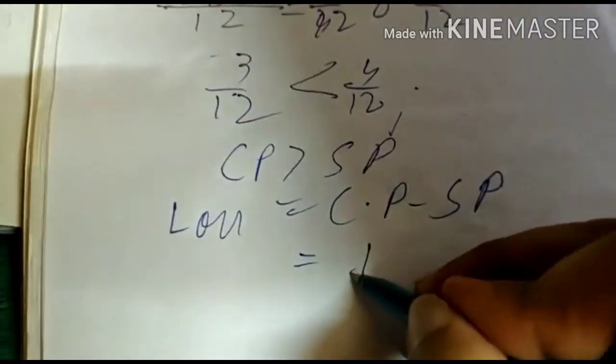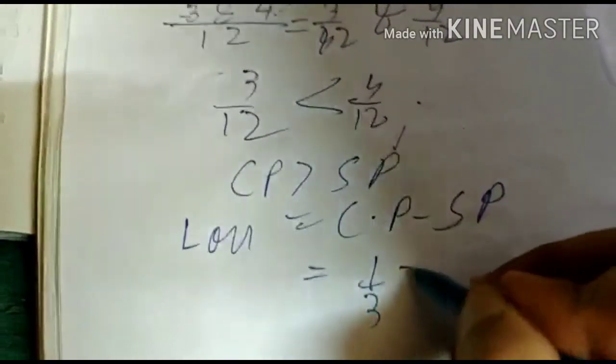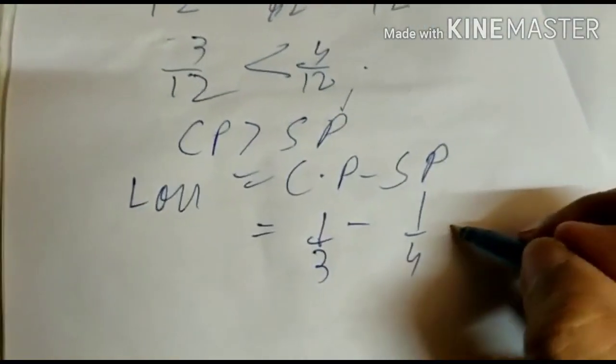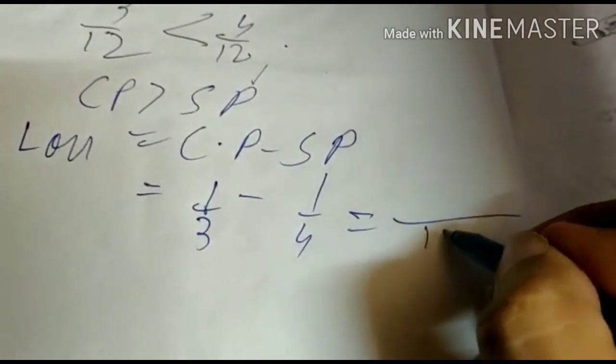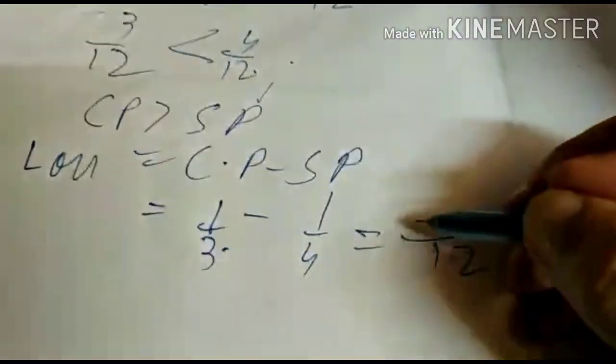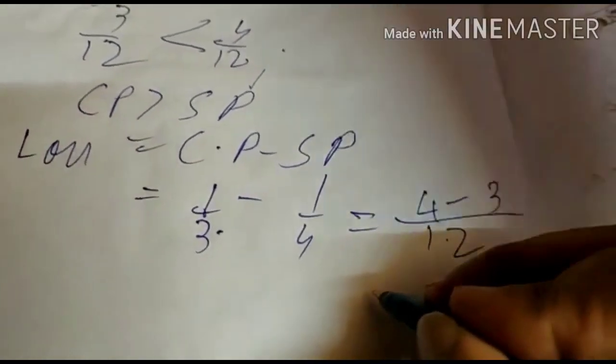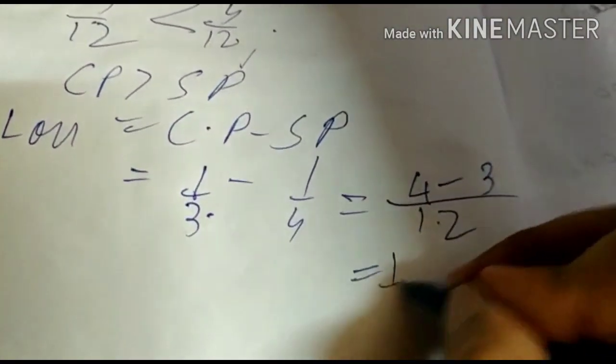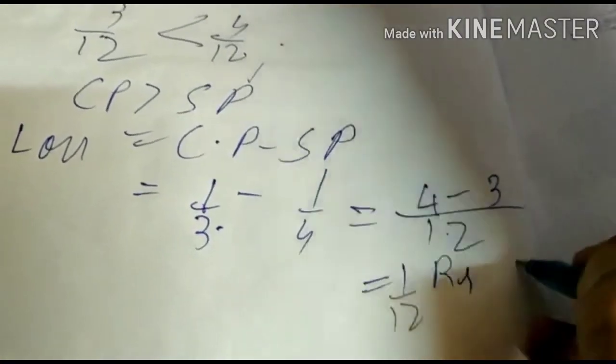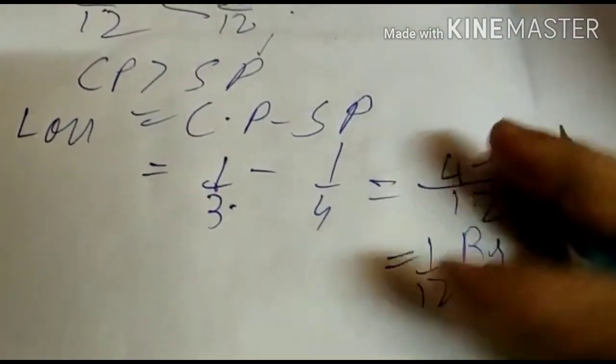So CP is 1 upon 3 minus 1 upon 4. We will take the LCM here, 12. 12 divided by 3 is 4, 4 ones are 4. Minus 12 divided by 4 is 3, 3 ones are 3. So we will get 1 upon 12 rupees as the loss.